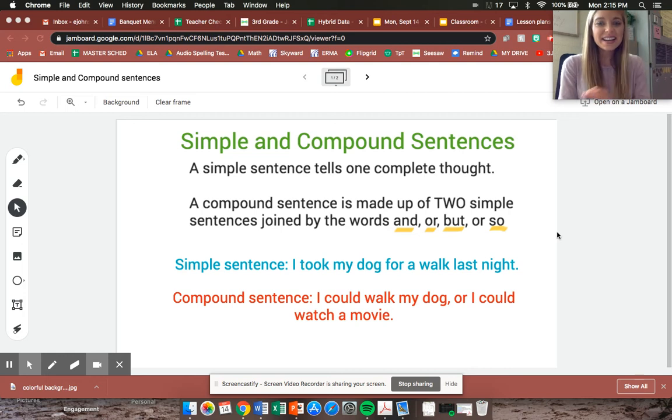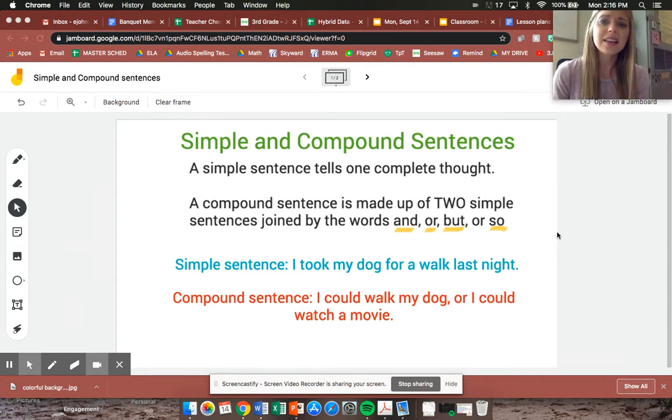Hi students. Today in grammar we are going to be learning about simple and compound sentences. So each sentence is either going to be a simple sentence or a compound sentence. Okay, so these are our two types of sentences that we have.